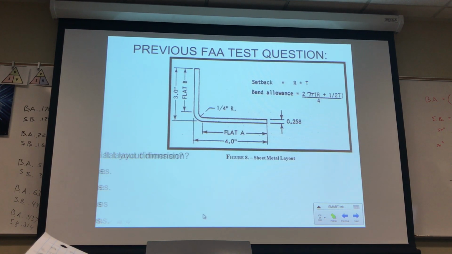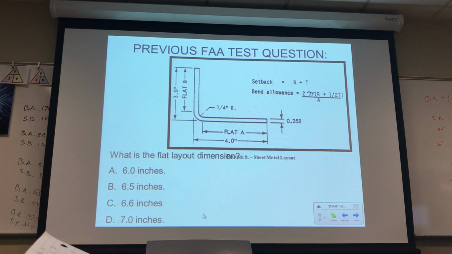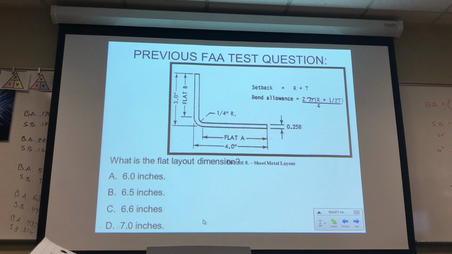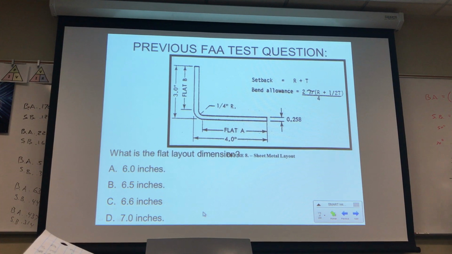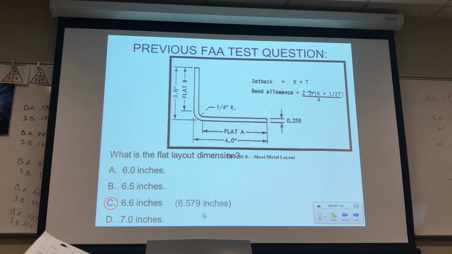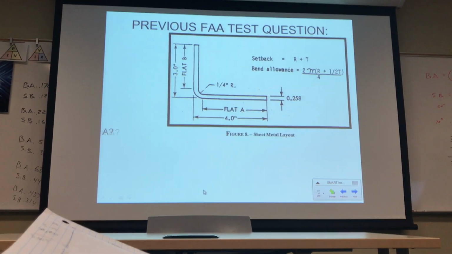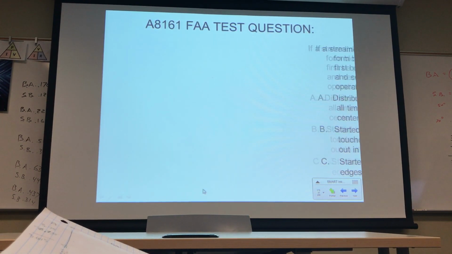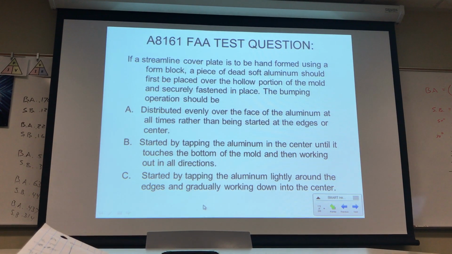Here's another previous test question. They want you to figure out, it says, what's the flat layout dimensions? Again, the sum of it is going to be 7 inches for the finished dimensions. The developed width can't be 7 inches. So again, you can work it out, and it's going to be one of the other 3 answers. Works out to 6.6. Length of flat A, same idea. Okay. We'll talk about this when we talk about hand form when you come back from break.